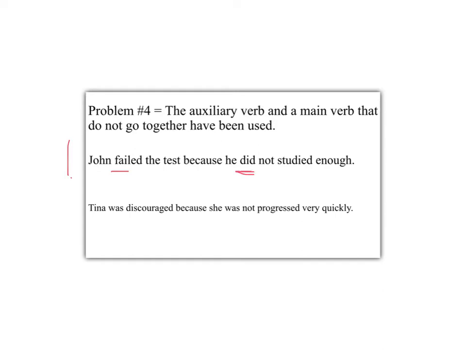Okay, so here's our auxiliary did. Did in simple past with the negative. And this verb that goes after, that matches to make the verb phrase complete, should be the base form. But here, there's a past participle, which is incorrect. It should be, he did not study.